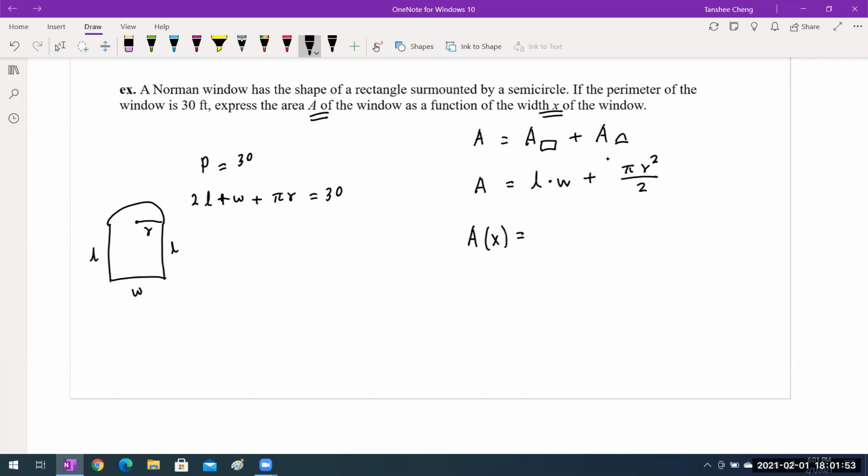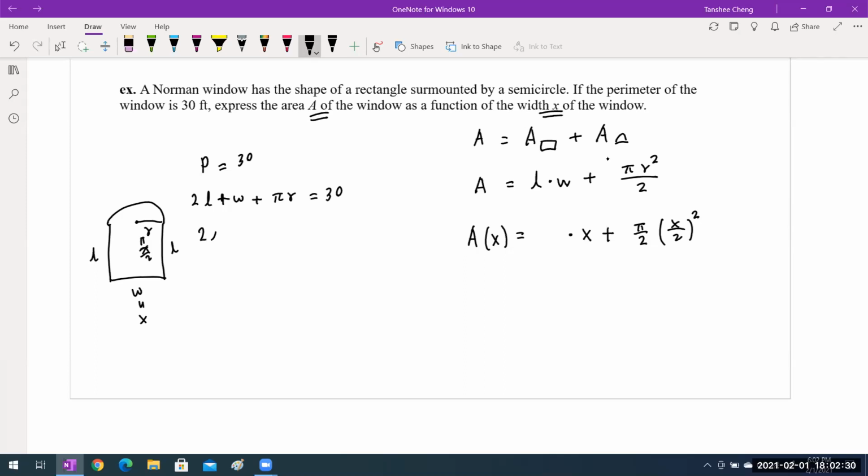So therefore, I need to know what the length is going to be. In this case, my width will be x, and pi divided by 2, r squared. R is basically, the width is x right here. R is only half of the width. So x divided by 2 is my r. So therefore, in here, my r will be x divided by 2, and squaring it. The only thing left is to find out what my length is going to be. And that's where I need to go back to this equation and find it out.